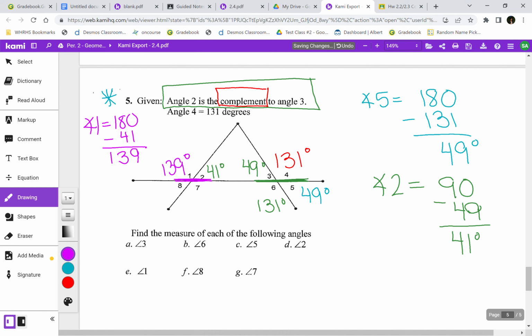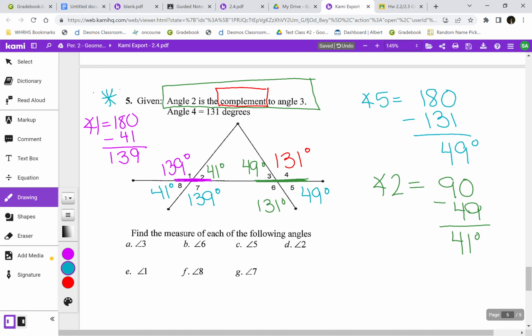All right, what else do you see? Christine? Angle 8 is a supplement to angle 1. Excellent. Angle 8 is a supplement to angle 1, which means angle 8 is 41 degrees. What else do we see? Angle 7 is supplementary to angle 2. Good. Angle 7 is a supplement to angle 2, and it's also a supplement to angle 8, which means angle 7 is 139 degrees.